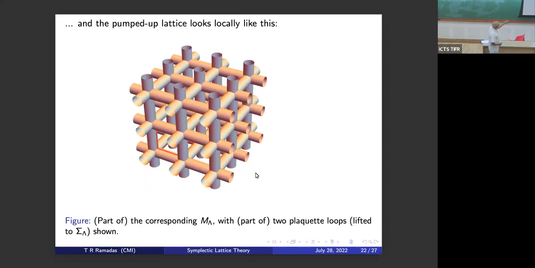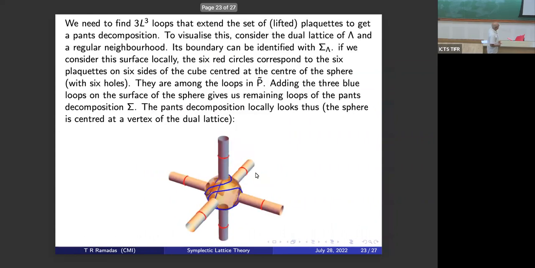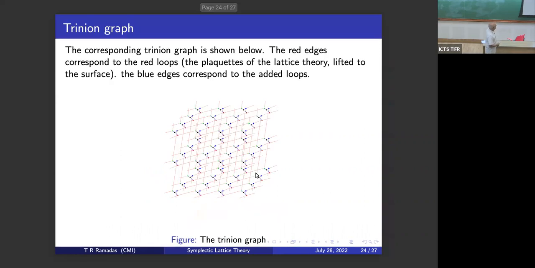This is the corresponding 3-manifold, and the boundary is the surface. You will get 3 L cubed obvious closed loops which are disjoint on the surface, which retract to the plaquettes. Add 3 L cubed more loops to get a pants decomposition, and that is shown here. This is the corresponding trinion decomposition. Each vertex corresponds to a pair of pants. The edges correspond to shared circles.